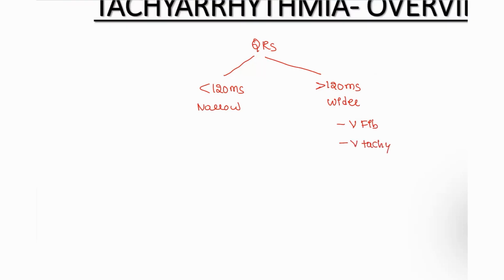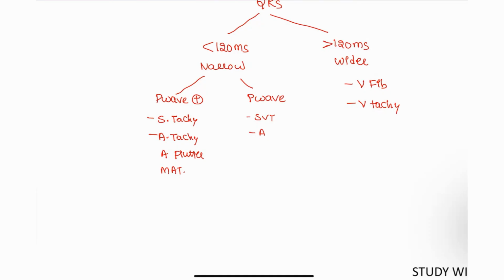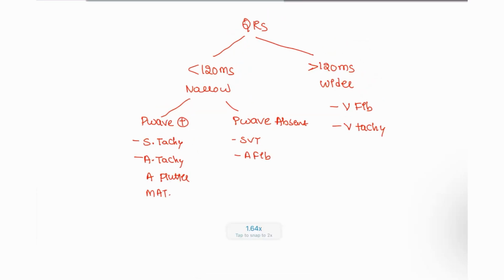Next, if it is narrow, then you have to look for the P waves. If the P waves are present, then it is sinus tachycardia or atrial tachycardia. Atrial tachycardia examples are atrial flutter and MAT, multifocal atrial tachycardia, that you are going to see. Next, if the P wave is absent, then it is SVT, supraventricular tachycardia, or atrial fibrillation.